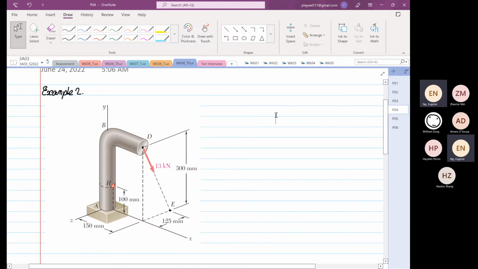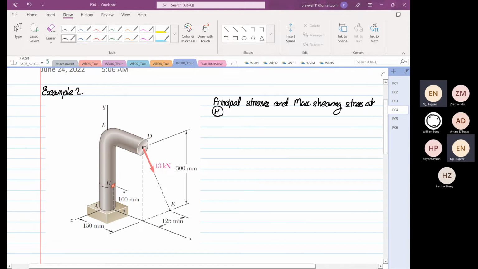We are asked to find the principal stresses and maximum shearing stress at point H. Element H is the point of interest.